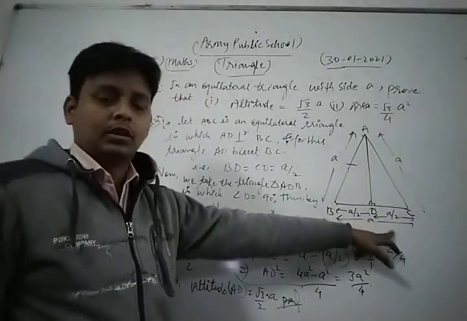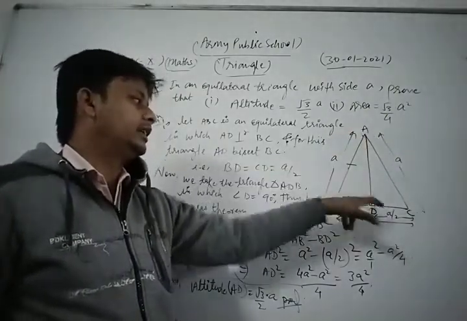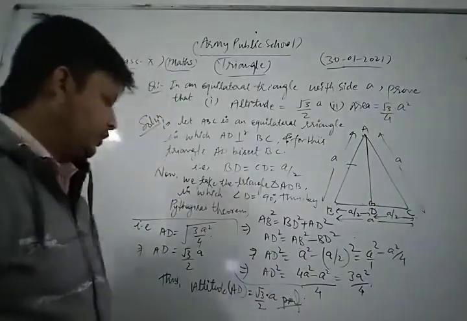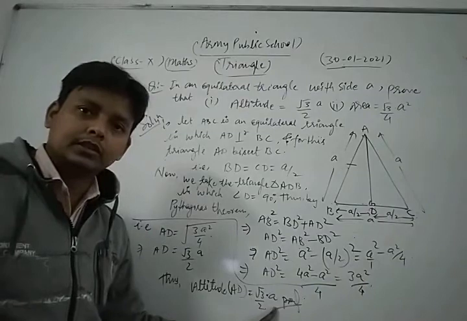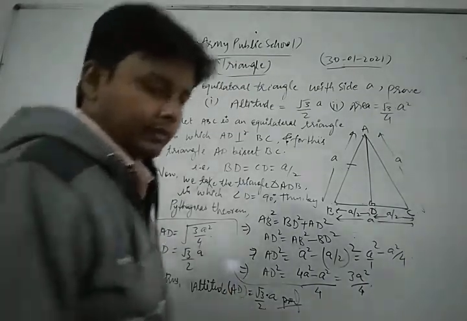Now we apply the Pythagoras property in triangle ADB, and hence we get the altitude AD, which is root 3 by 2 into A. This is our required result. Now similarly we solve the second part of this question.